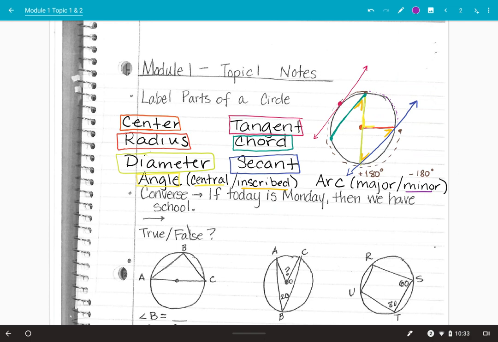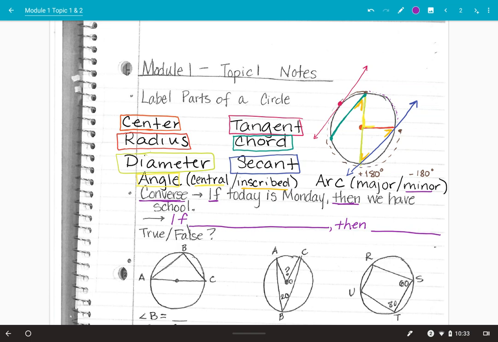Okay, next one is converse. You will have these on there. Converse just means switch the if and then. That's it. All your statements are going to have an if and a then. And our converse is always going to have an if something, then something. What we're going to do is just change the if and then.